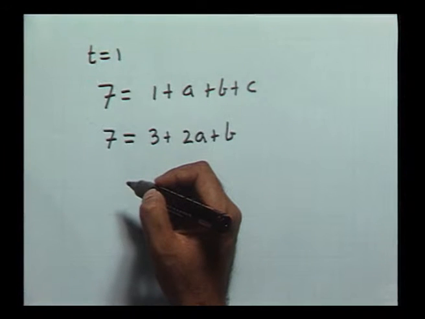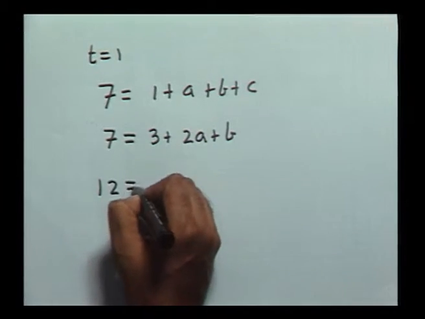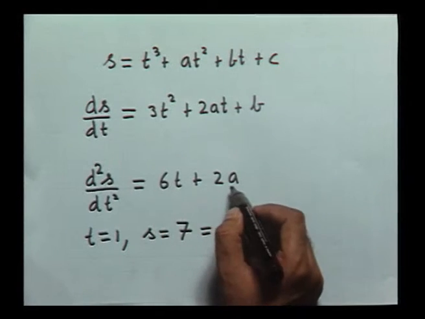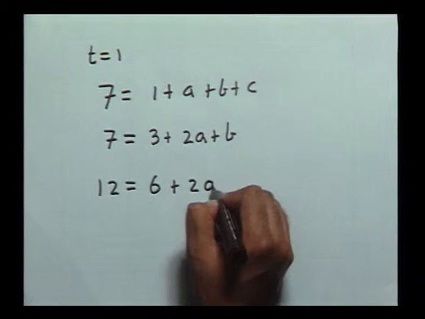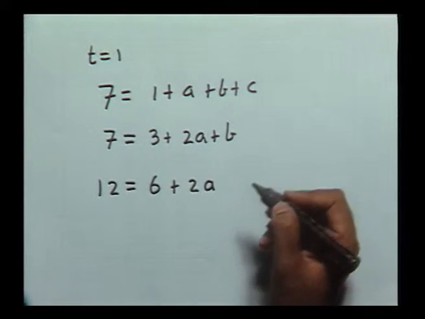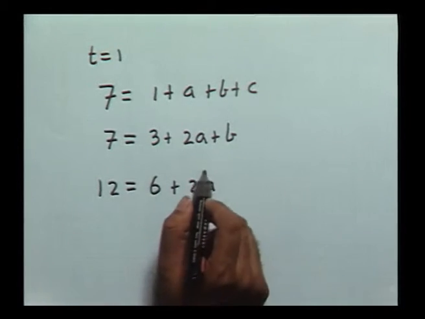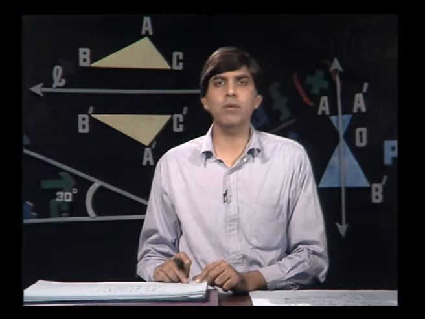I am also told that the acceleration at time t equal to 1 is 12. So, I find 12 would be equal to, from this expression, 6 into 1 plus 2a, 6 plus 2a. We are required to find A, B, C. We have 3 equations in 3 unknowns, and I am sure you will be able to solve these equations and find the values of A, B and C from here.